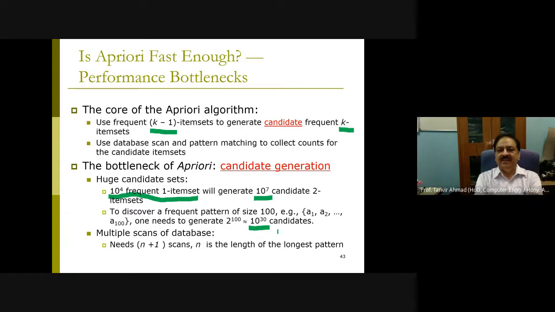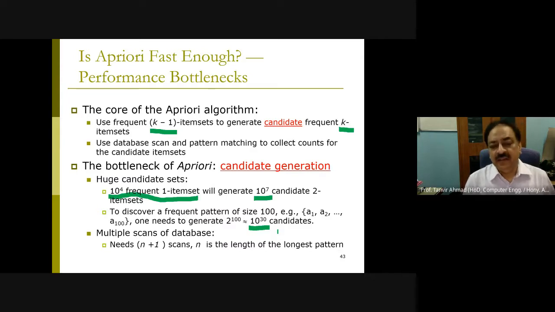That means if I want to generate only 2 item sets, I will generate 10 to the power 7 candidates. Now, if I want to generate frequent items of 100 items, I generate 2 to the power of 100, or we can say 10 to the power 30 candidates. This number is so high that it is too difficult to accommodate in any particular RAM or even in a database. So this is one of the bottlenecks of Apriori.